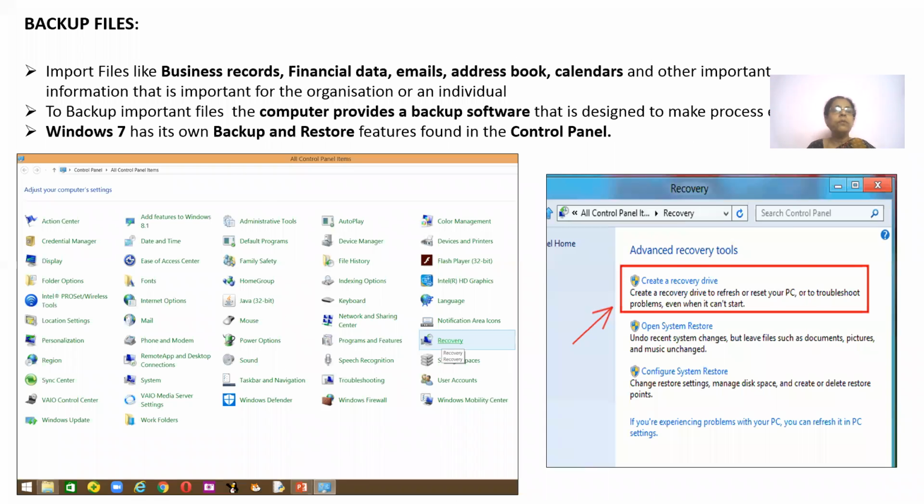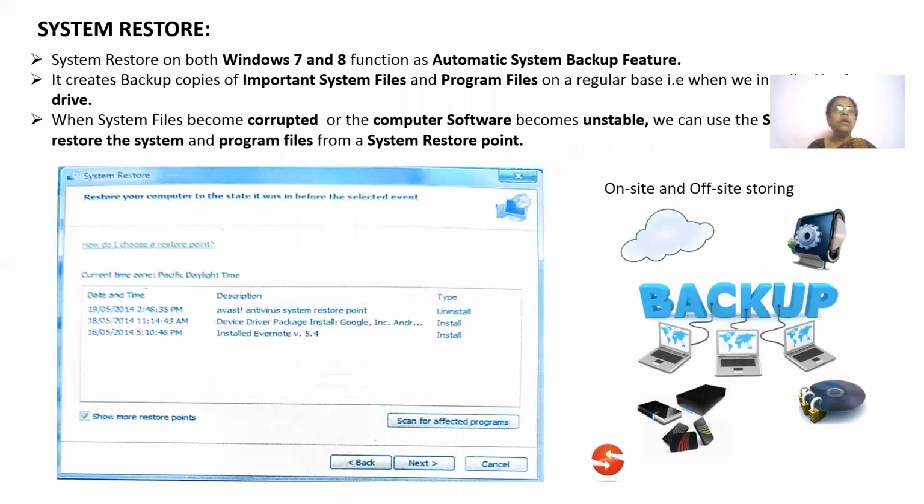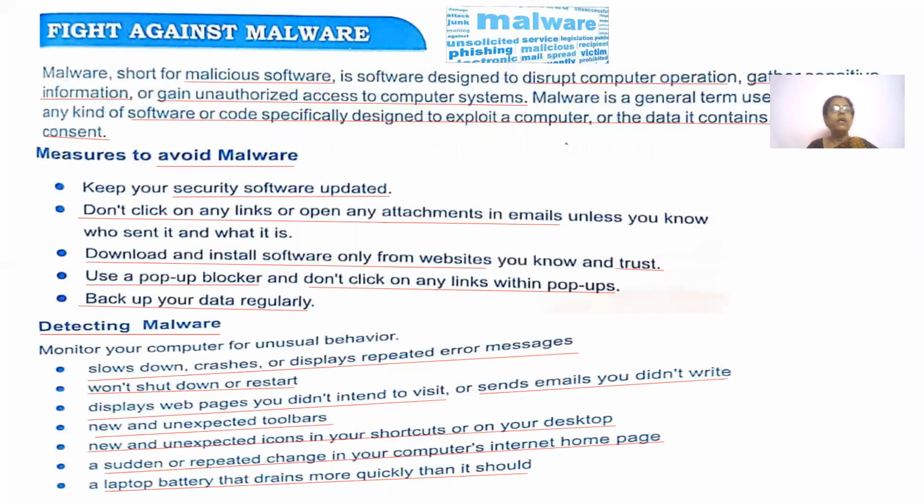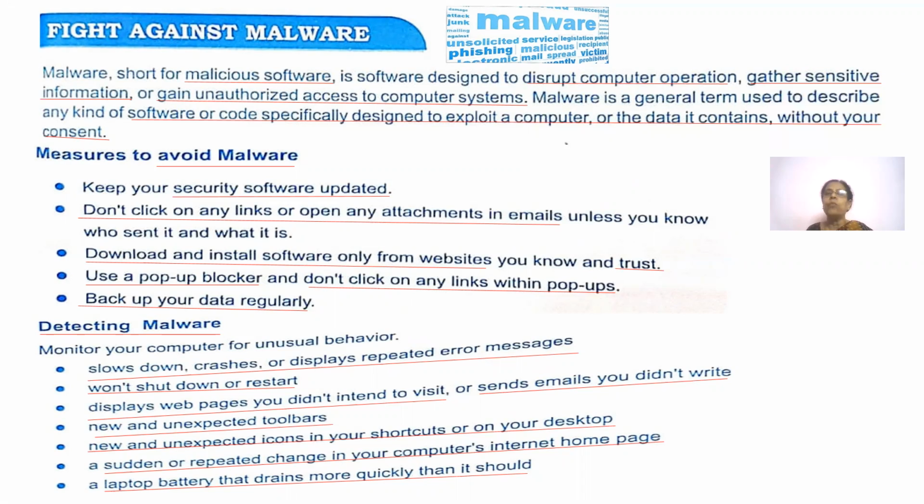I've taught you about backup and restore and email spams and what you should do to avoid becoming a victim. Now we are going to learn about malware. What is malware? Malware, the short term for it, is malicious software, and it is software that disrupts the computer operation. This type of virus stops the computer operation.